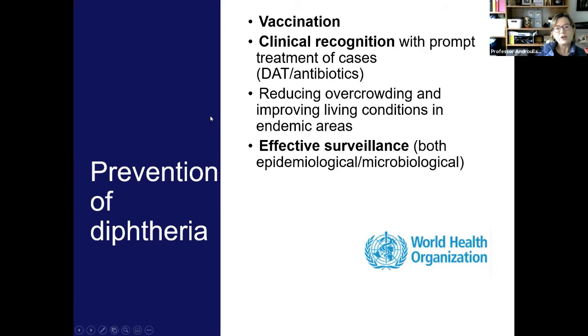Okay, fortunately, as I said, diphtheria can be prevented, vaccination being the main weapon, if you like, and also very rapid and prompt clinical recognition is extremely important. So if a case is identified, treatment is normally initiated with diphtheria antitoxin and also antibiotics. The other very effective and very important tool is, of course, good surveillance, both epidemiological and microbiological.